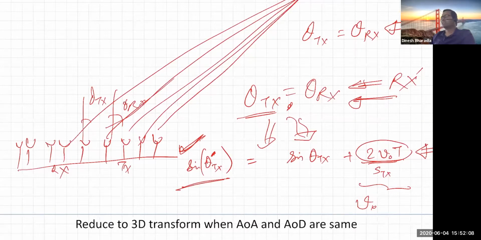But I think at least we understand this when AOD and AOA are transformed. What is the problem with this formulation? Can anyone point me to the problem? Let's take an example. What if you have two receivers and four transmitters, Keshav? What would happen for that matter?